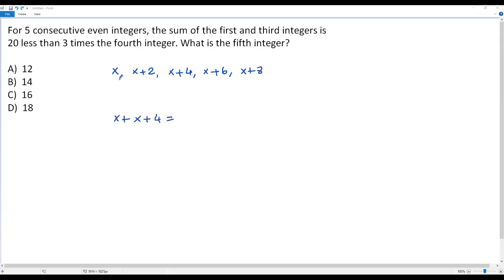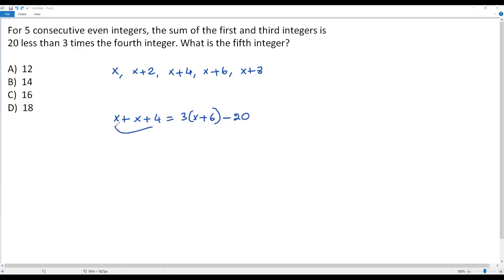This is equal to 20 less than 3 times the fourth integer. 3 times the fourth integer means 3 times this x positive 6, because this is the fourth integer. 20 less than 3 times the fourth integer means we have to subtract 20 from 3 times the fourth integer. That is, we have to subtract 20 from this 3 times x positive 6, negative 20 over here.